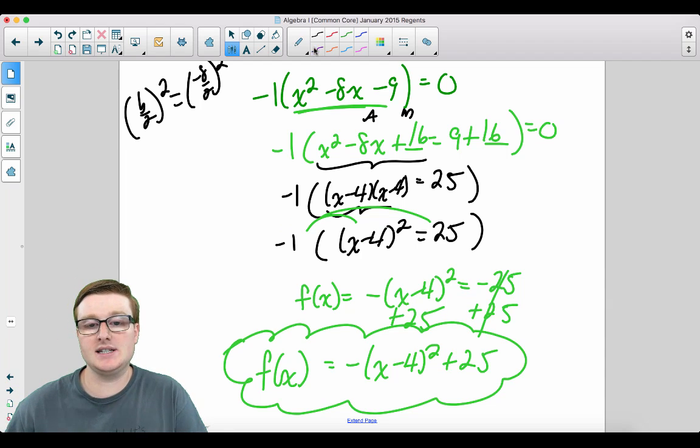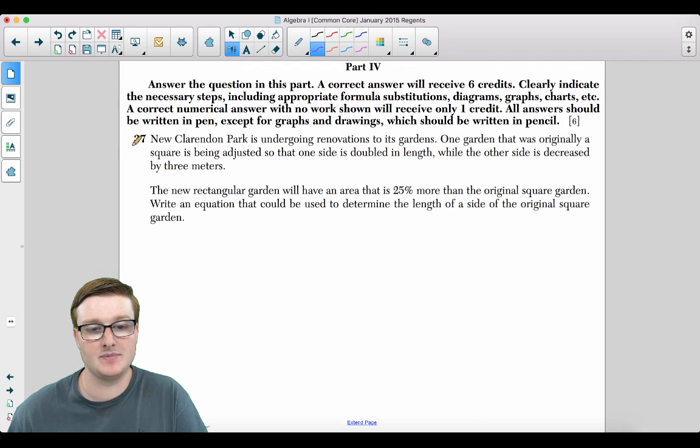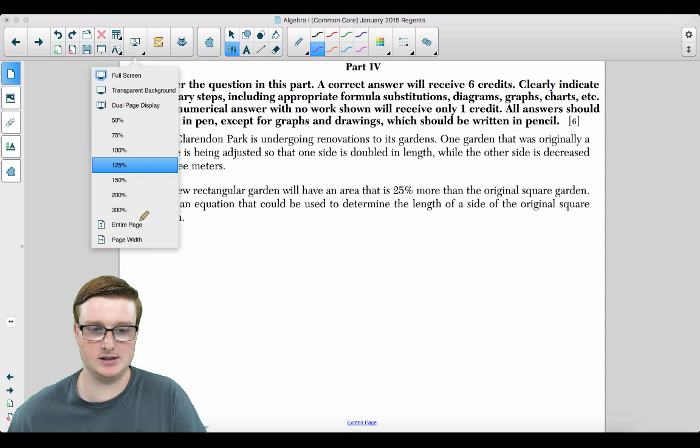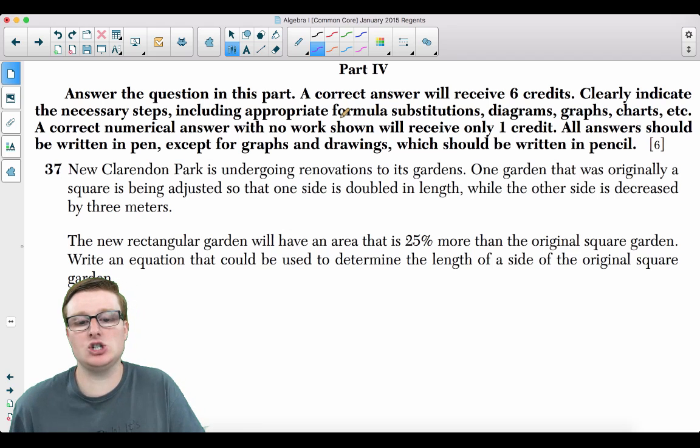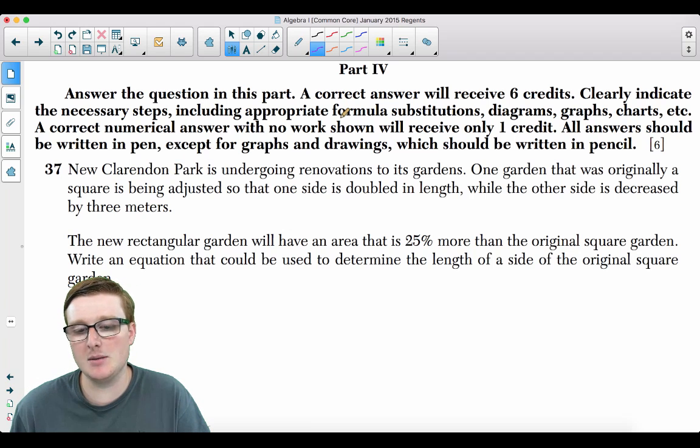All right, the final question of this exam. Final question. Here we go. New Clarendon Park is undergoing renovations to its gardens. One garden that was originally a square is being adjusted so that one side is double in length, while the other side is decreased by 3 meters. The new rectangular garden will have an area that is 25% more than the original square garden. Write an equation that could be used to determine the length of a side of the original garden.